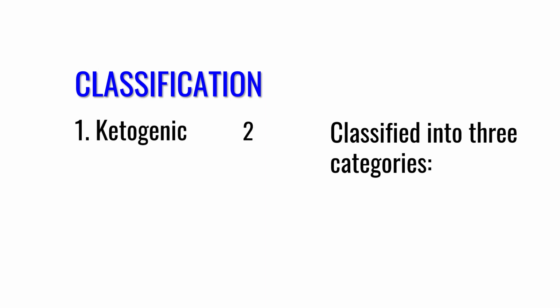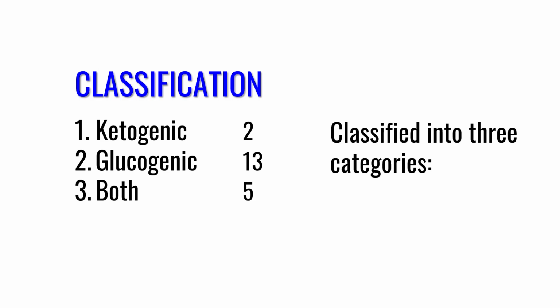The first one is ketogenic. It includes two purely ketogenic amino acids. Second is glucogenic. It includes 13 purely glucogenic amino acids. And the third category includes 5 amino acids which have both ketogenic and glucogenic properties. In the coming slides, we will discuss these in detail.